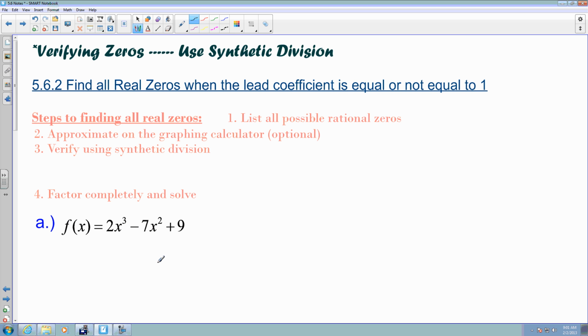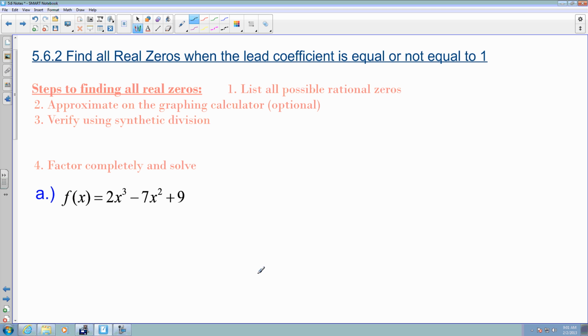Now that we've talked about finding the list of possible zeros, I want to show you how to find all the real zeros in a polynomial.